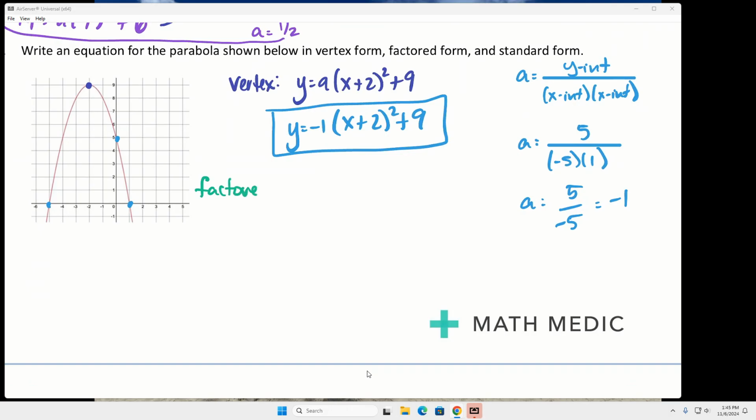Now, what's great is once you find A, you don't have to do it again. It's going to be the same A for every single one of them. So now when I'm going to do factored form, I already know that's a -1 that goes in the front. And I know my 2 x-intercepts are -5 and 1. So just like yesterday, you guys practiced this, you're going to do the opposite in the factored form. So since it was -5, we'll do x plus 5. And then for 1, we'll do x minus 1.